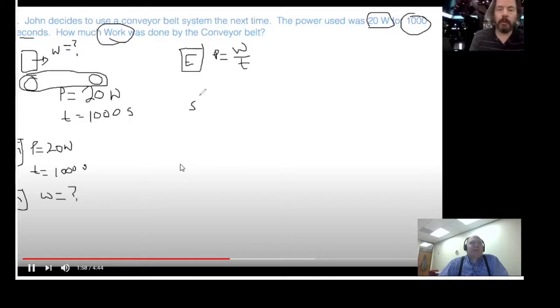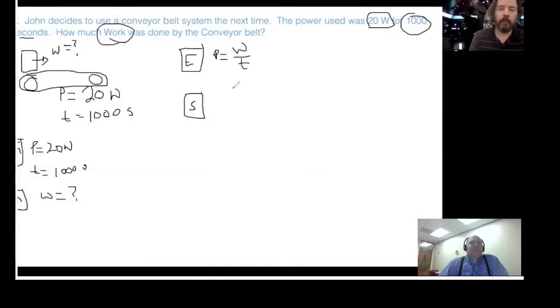Now I'm going to substitute. Be careful when you substitute. Make sure you're following what the variables over here say in your table. So power is 20 watts. So I'm going to substitute that for that. Equals. Do I know my work? I do not know the work. So what was he going to put? A question mark? Oh, the W. Question mark would have been cool. Yes, I do know the time. So I'm going to plug in that number.